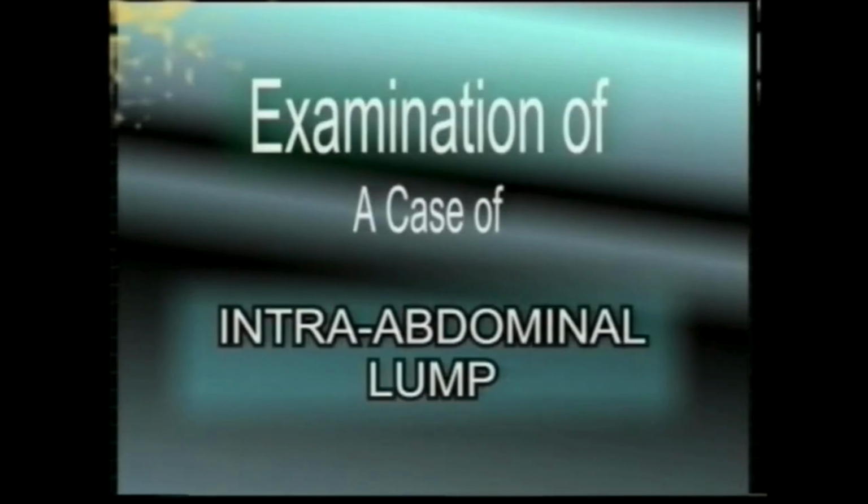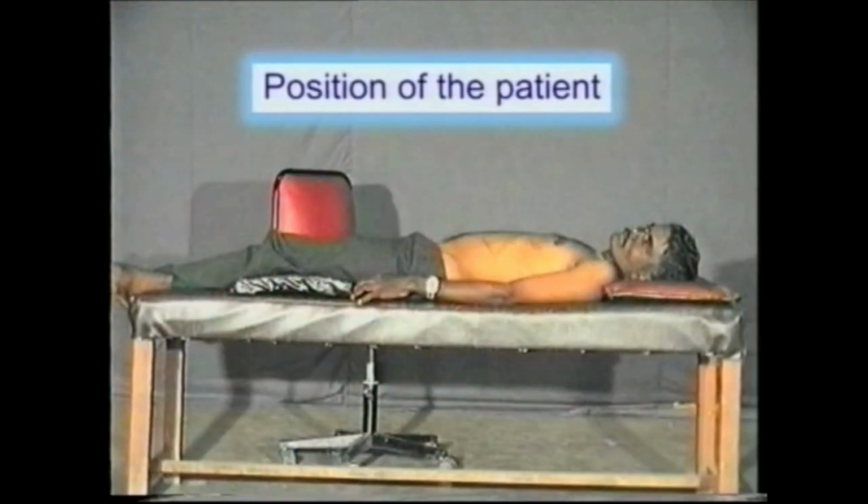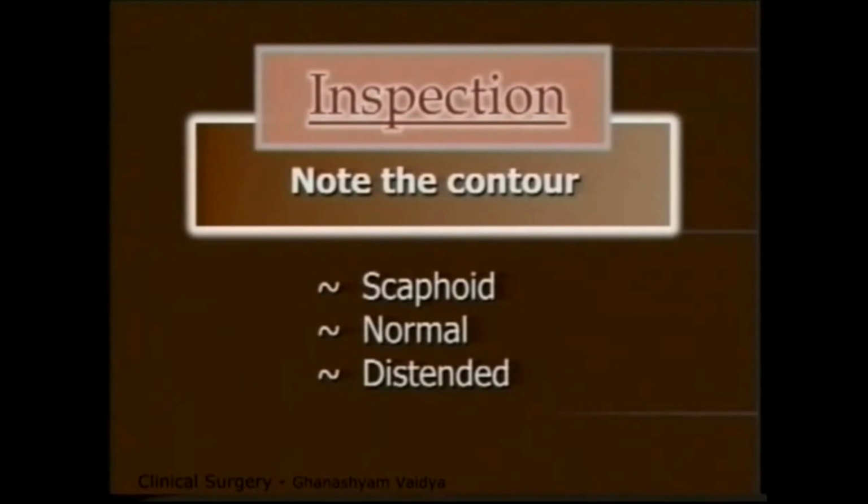For inspection, let the patient lie down supine, relaxed with the legs semi-flexed. Expose the abdomen from the level of the nipples to the groins. First note the contour of the abdomen. Is it scaphoid, normal or distended?